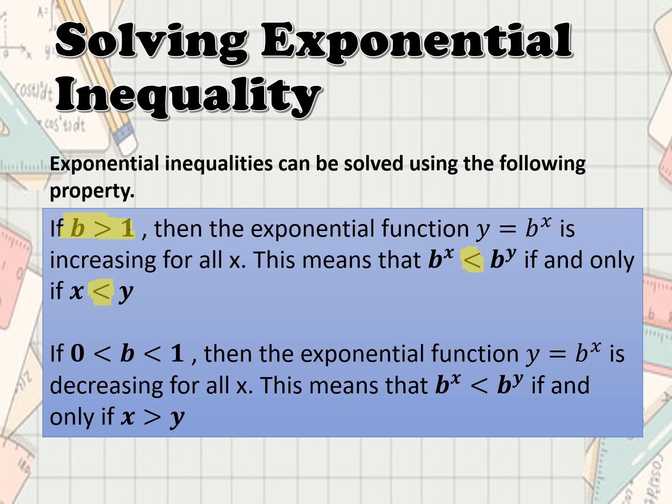Okay. Then, second property, if the base is greater than 0 but less than 1, then the exponential function y equals b raised to x is decreasing for all x. This means that b raised to x is less than b raised to y if and only if x is greater than y. So, kung mapapansin dito, yung ating given inequality nag-change na. Nabaligtad, nag-reverse. Okay, for example, we have b raised to x is less than b raised to y. Magiging x is greater than y, greater than na ngayon.